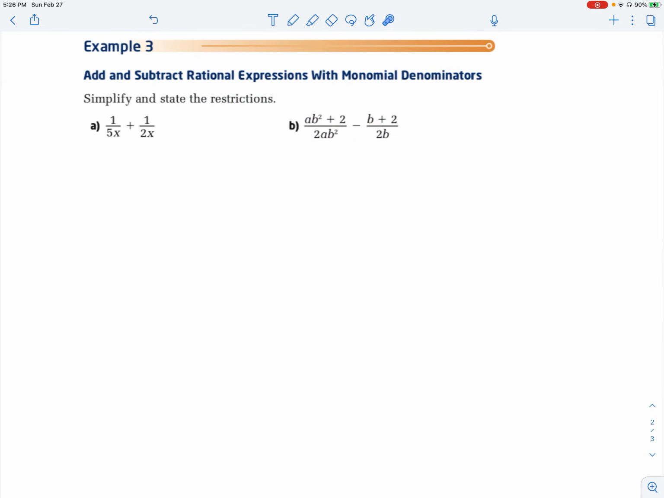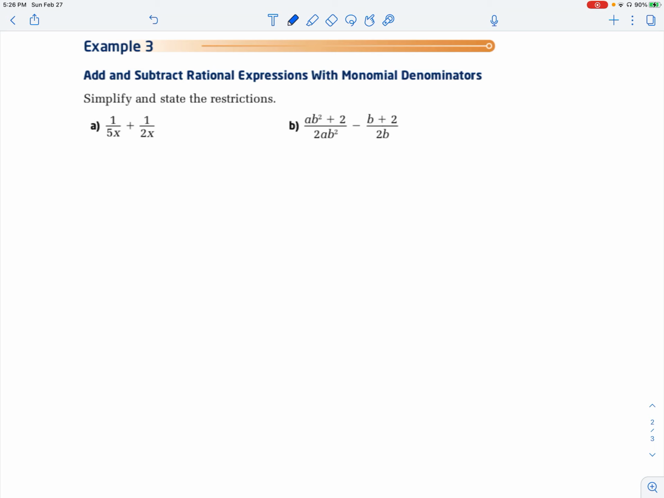So we have something pretty simple here, 1 over 5x plus 1 over 2x. So these are just considered monomial terms because they're just single terms. And if I want to add these together, if you remember, to add fractions you need to have a common denominator. So let's just do a quick practice real quickly.